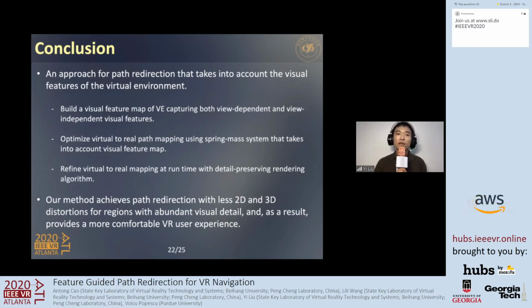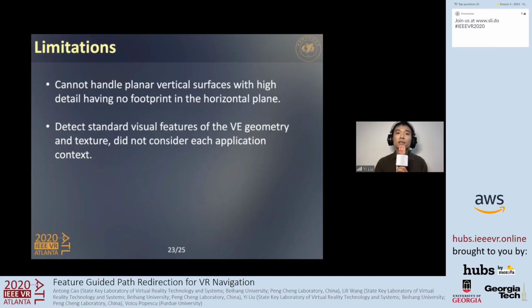One limitation is that our method cannot handle planar vertical surfaces with high detail, as these have no footprint in the horizontal plane. This could be remedied by encasing any such region in a sandbox used for the purpose of orthographic projection. Another limitation is that visual features are detected from the standard features of the VE geometry and texture. We will explore making use of application-specific knowledge of what is truly important to the user in each application context.